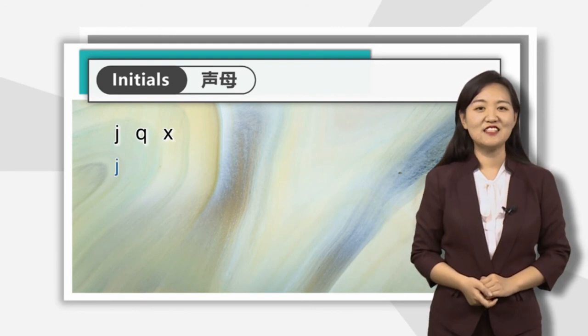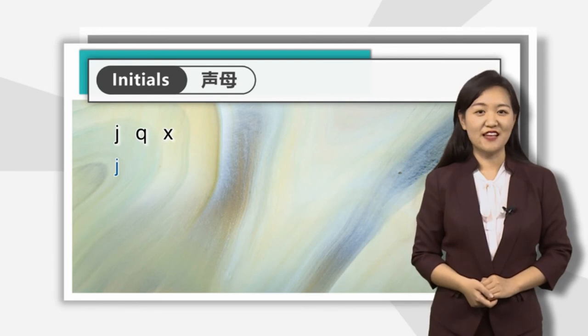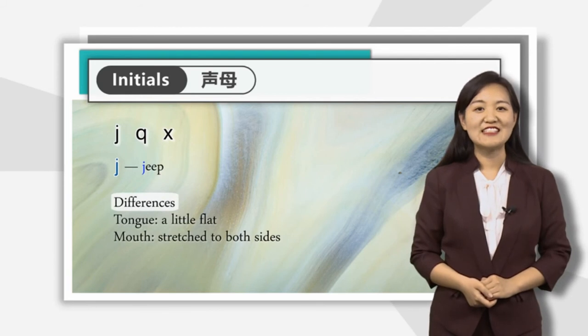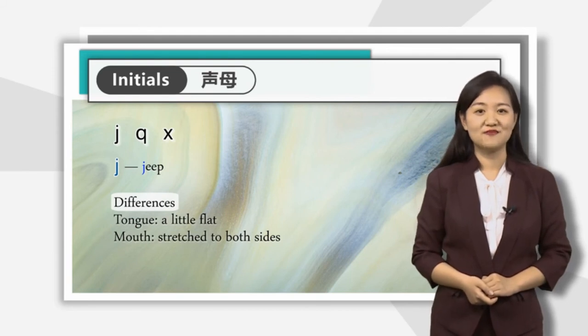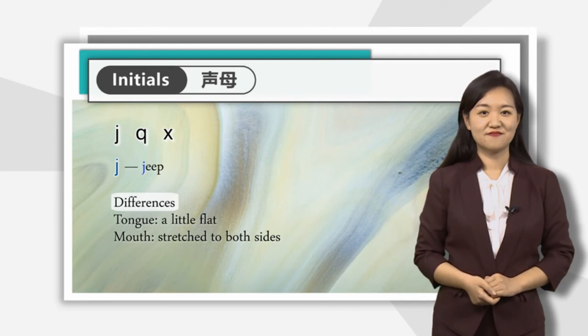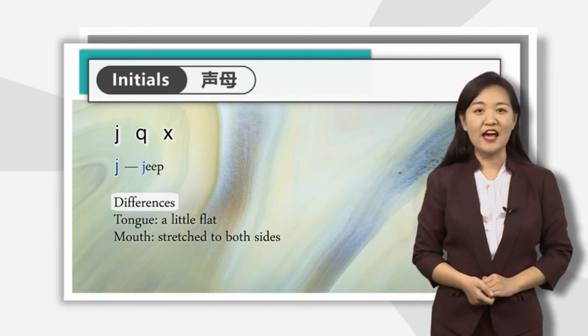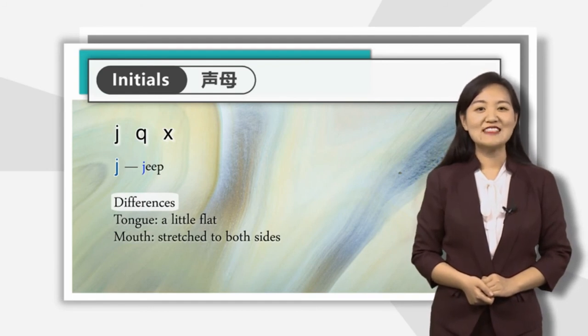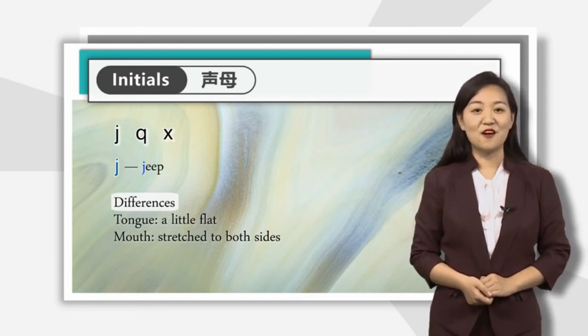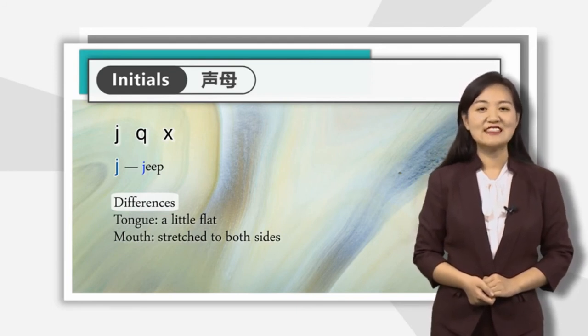Let's try 鸡 first. 鸡 sounds a little bit like the first sound of jeep. But when pronouncing 鸡, your tongue should be more flat, and you need to stretch your mouth to both sides. 鸡. Listen to me carefully and feel the difference. Jeep. 鸡. Now read after me. 鸡.